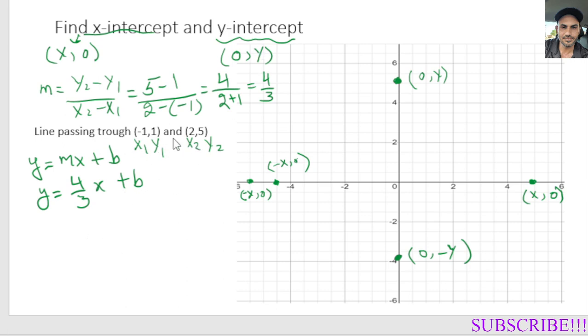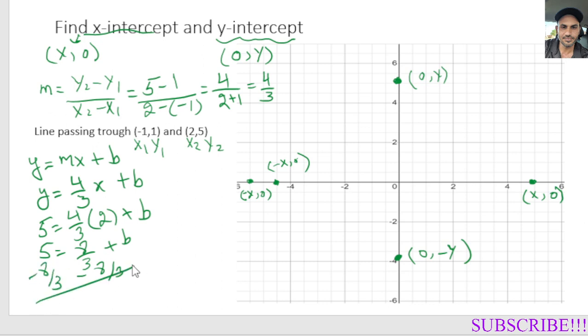So now plug in one of these points and solve for b. I'm going to use the second point to solve for b. So the y value is 5, equals 4/3, and the x value is 2, plus b. Now, if you simplify this, 5 equals 8 over 3 plus b, and then we subtract 8 over 3 from both sides.